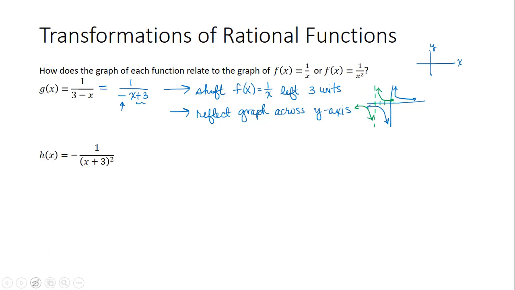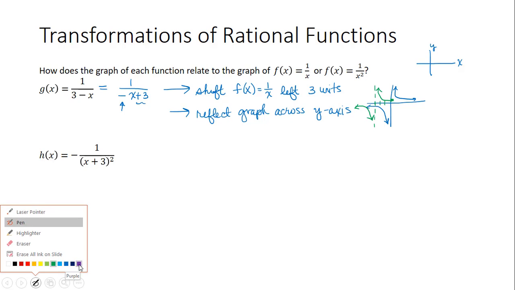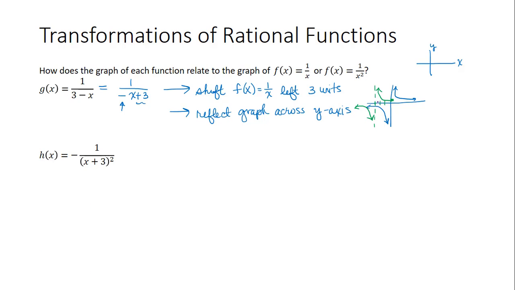And then we've got to reflect that over the y-axis. So our asymptote at negative 3 now becomes an asymptote at 3. And then when we reflect across the axis, it's going to take everything and flip it over so that our graph now looks like this.